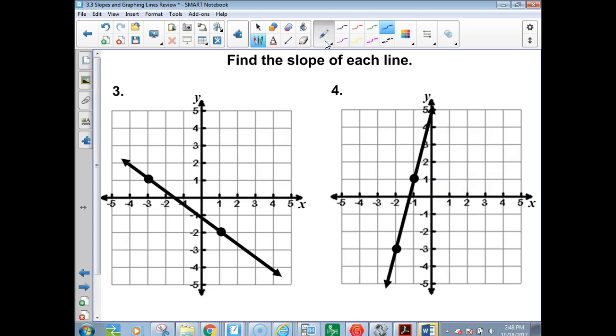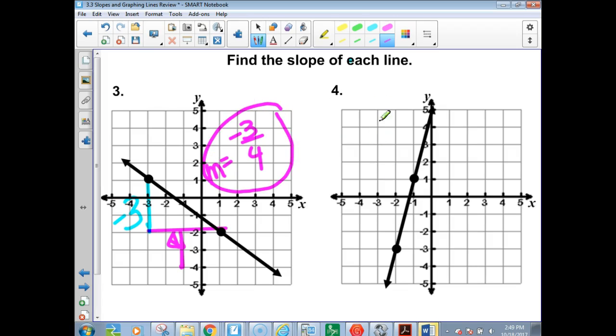Yes, ma'am. So the next one, you should realize the slope is downhill. So you're going down. Looks like 3. And then right, 4. That's the positive direction whenever you go right. So that'd be a slope of negative 3/4. Okay, I'm going to stop with the color and just do it. Left to right, up 1, 2, 3, 4, and right 1. So the slope is 4/1, which means m is 4.